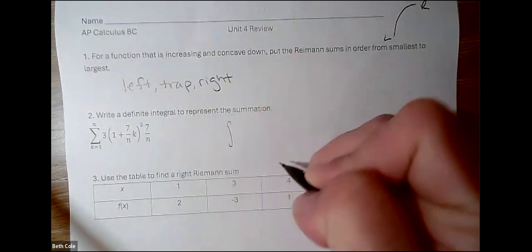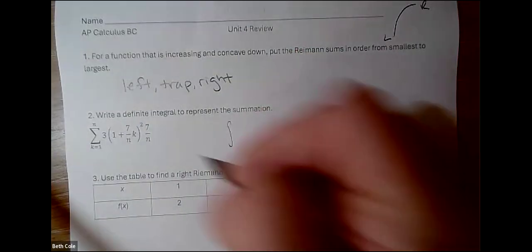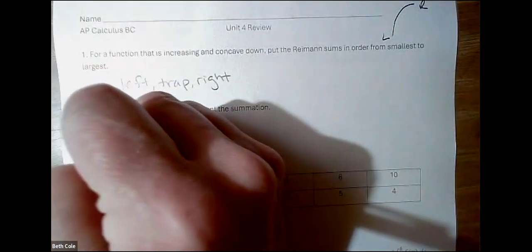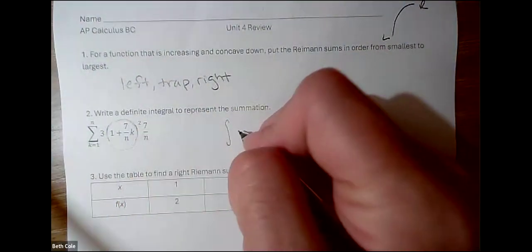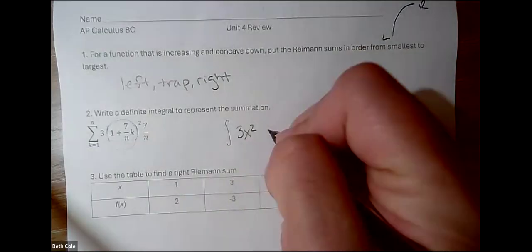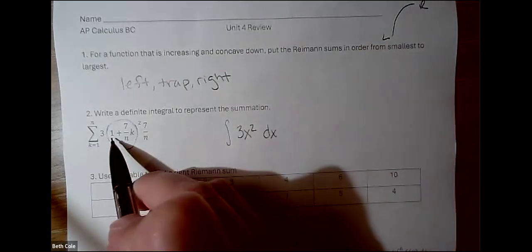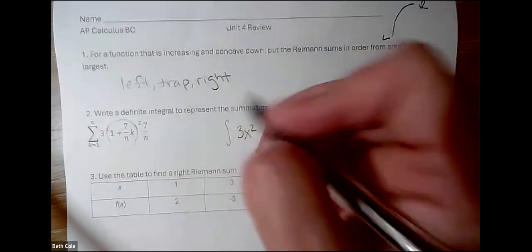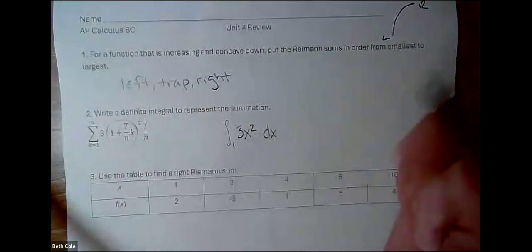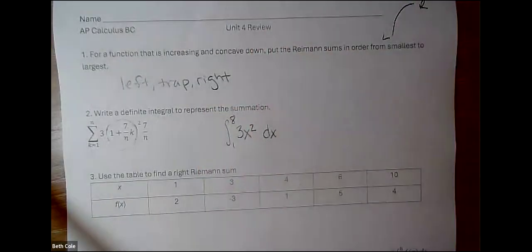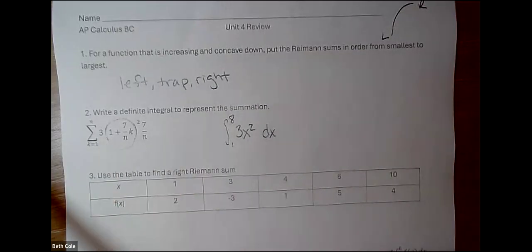So we just need to figure out where we are starting and ending and what our function is. So all of this is going to represent x. We're going to have 3x squared dx. And then our starting number is going to be 1. And our change is 7. So 1 plus 7 gives us 8. So that 7 is your delta x. That's the length of your interval. And 1 is where you're starting.